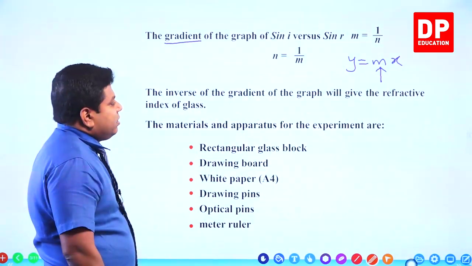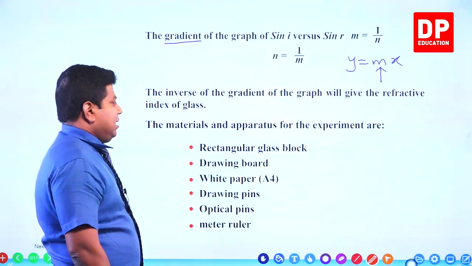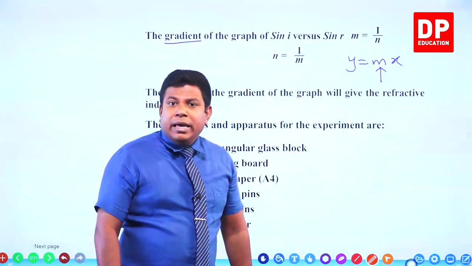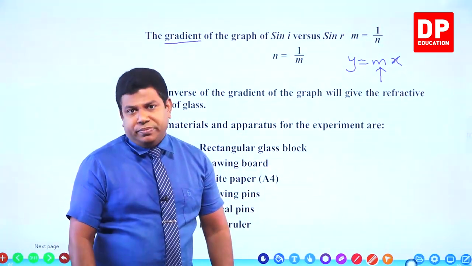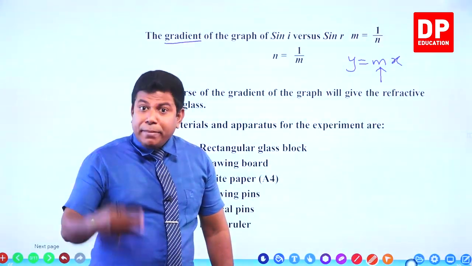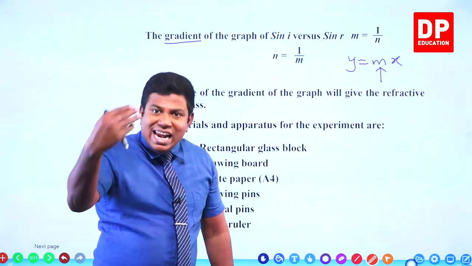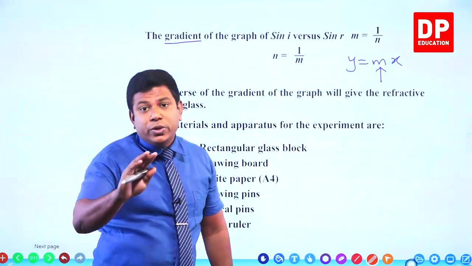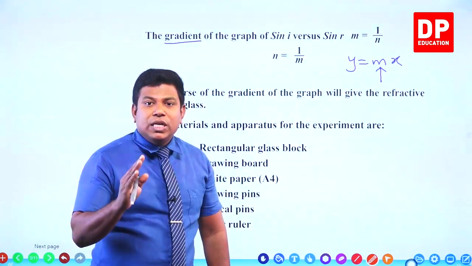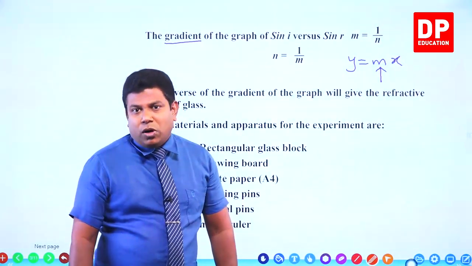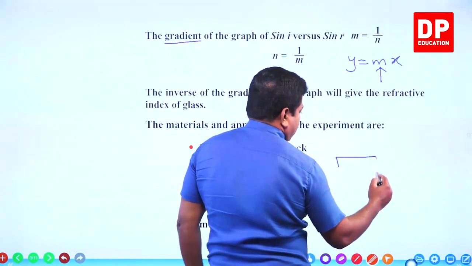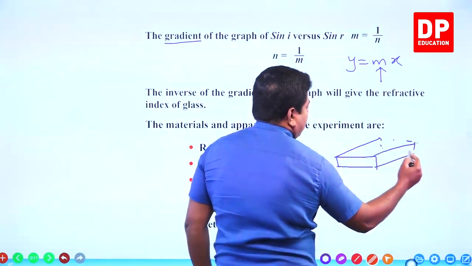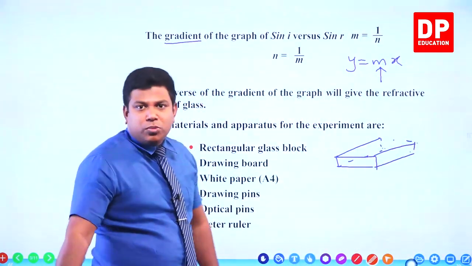The materials and apparatus required for this experiment are, we need a rectangular glass block. Remember, in some practicals we use prism, glass prism. In some practicals we use a mirror. In some practicals we use lenses, concave lens, convex lens. Likewise, different glass materials are used in practicals. In this practical, what we use is a rectangular glass block. Meaning what? You will have a glass block in this shape. Right, this shaped glass block. Rectangular glass block will be used here.